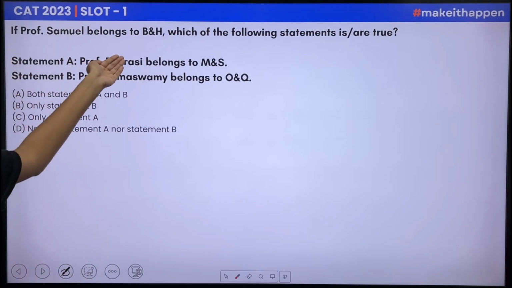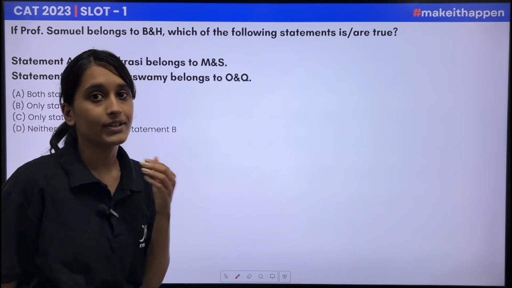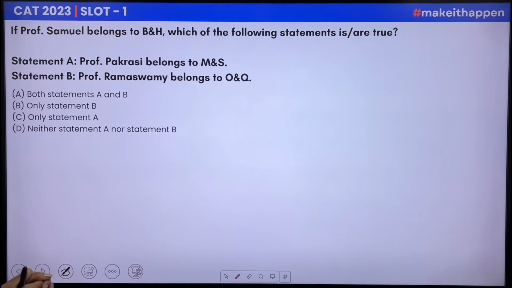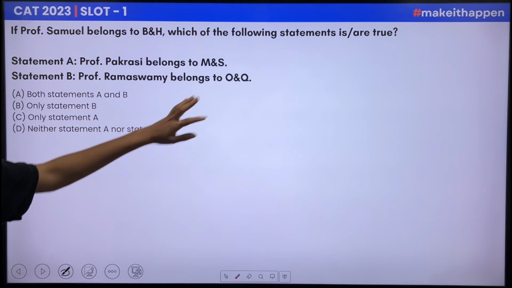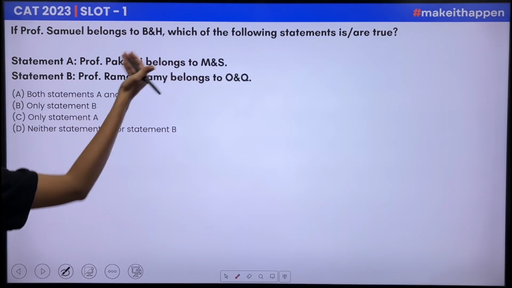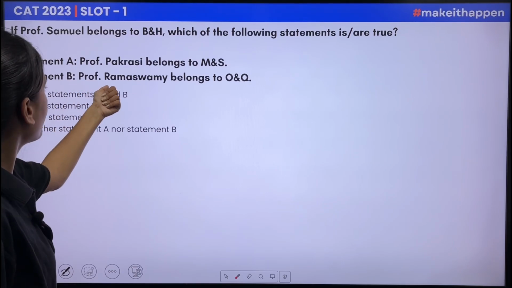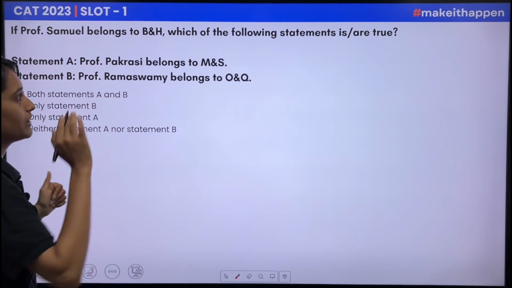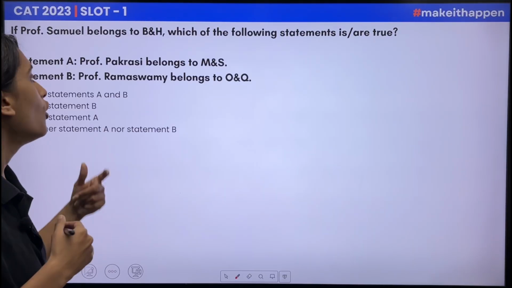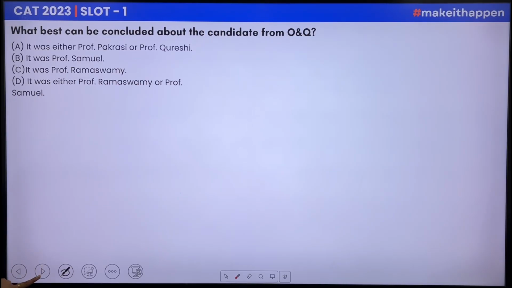If Professor S belongs to B and H, which of the following statements are true? If Professor S belongs to B and H, then Professor P belongs to M and S. Yeah, this is true that Professor P belongs to M and S and Professor R belongs to O and Q. So if S belongs to B and H, then R will belong to O and Q. So both statements A and B.